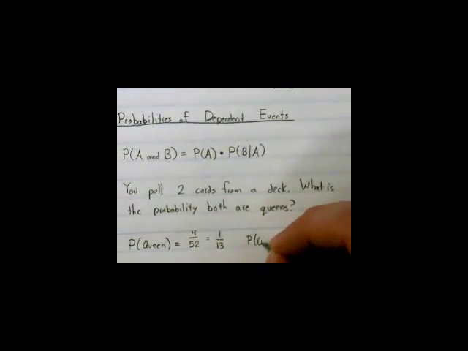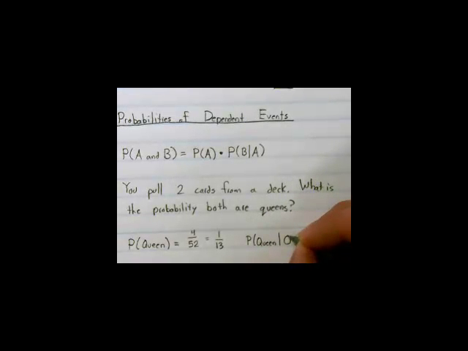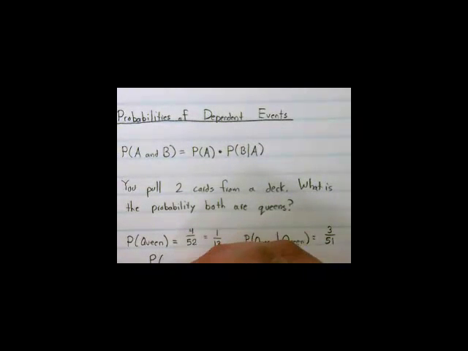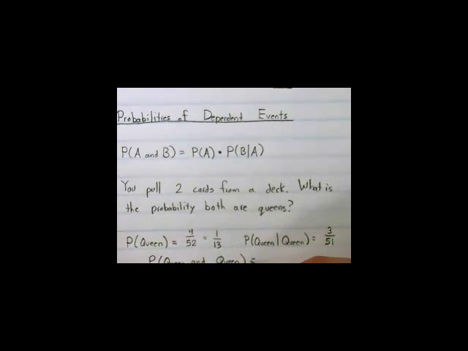Now, what is the probability of a queen given that you've just pulled a queen? You got it. 3 out of 51. Does that make sense? If I pull the queen out of the deck, how many do I have left? 3. How many total cards do I have left? 51, right? So it's going to be 1/13 times 3 over 51. Okay? It's a very small probability. So the queen is going to be 1/13 times 3 out of 51.